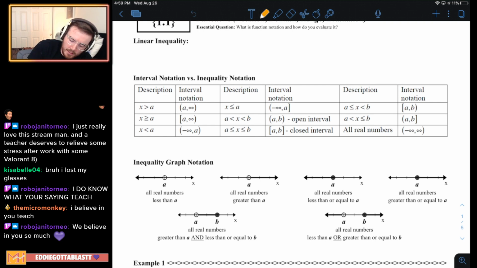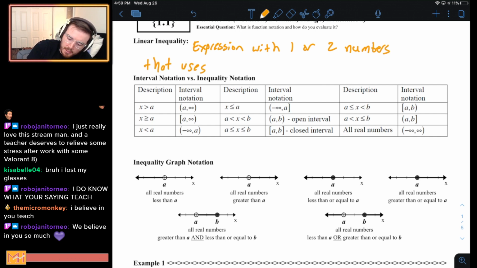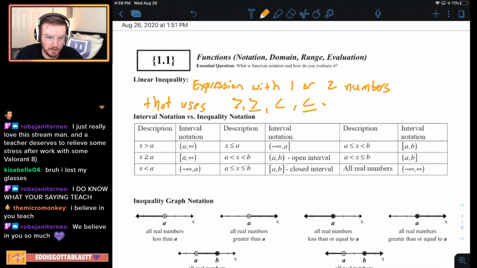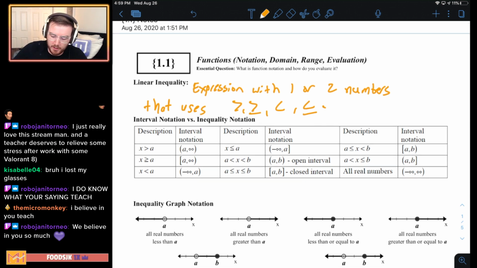So, a linear inequality is an expression with one or two numbers that uses a greater than or equal to, less than or equal to symbol. Inequality meaning not equal, unequal.